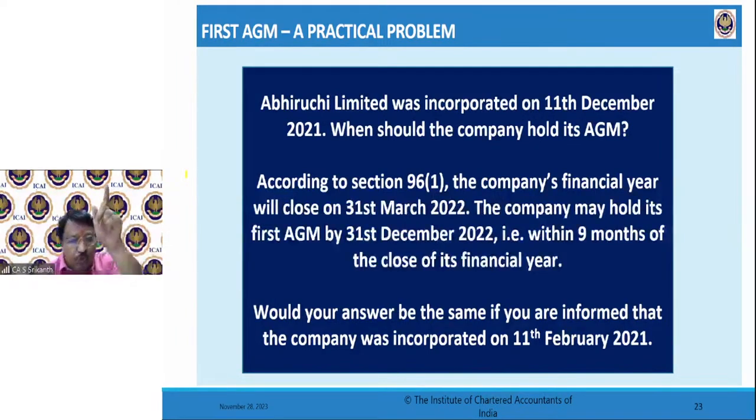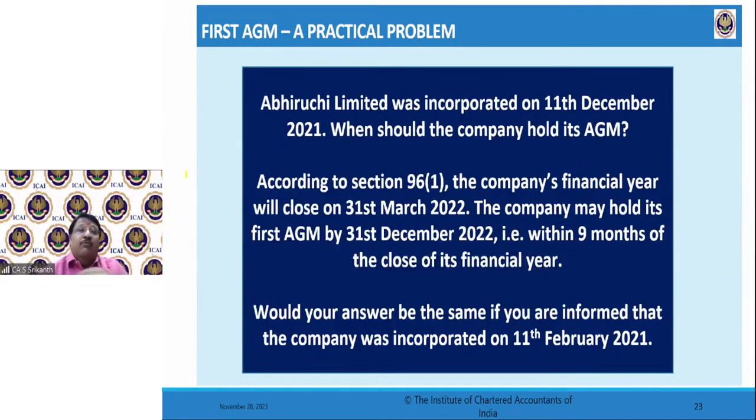What have they asked you? Would your answer be the same? Yes, it will be the same. If it is 11th February 21 also, the answer will be 31st March 22 and 31st December 22. I'll check your answers there. Don't be in a hurry. Within 9 months after 31st March 22, correct? That is 31st December 22. Why are you saying within 9 months? The last date when the 9 months would end is 31st December 2022. That is the correct answer.